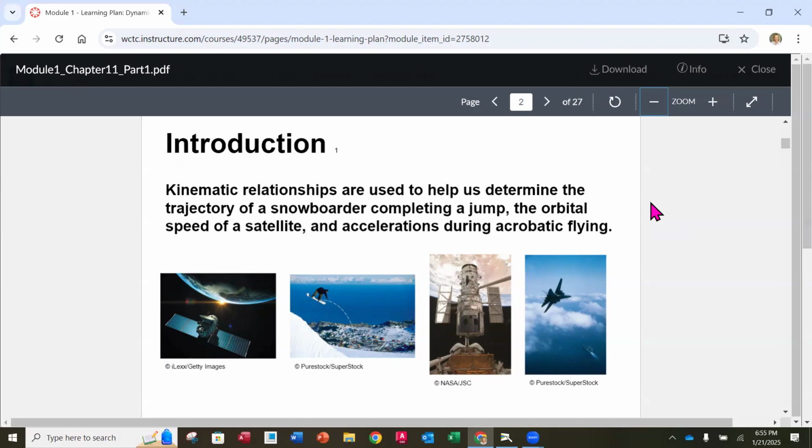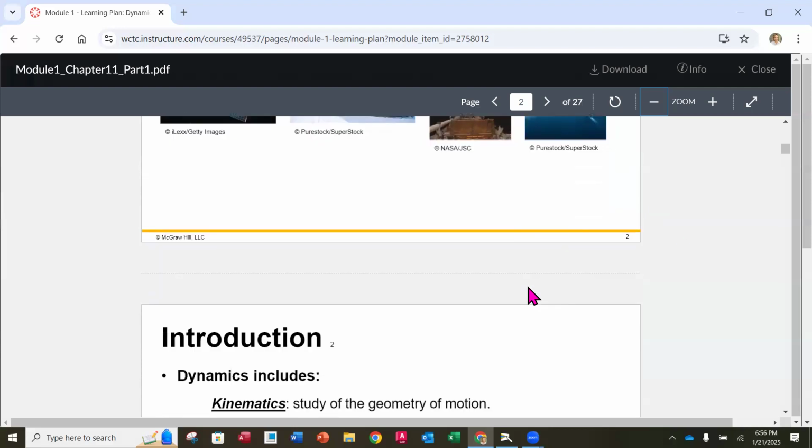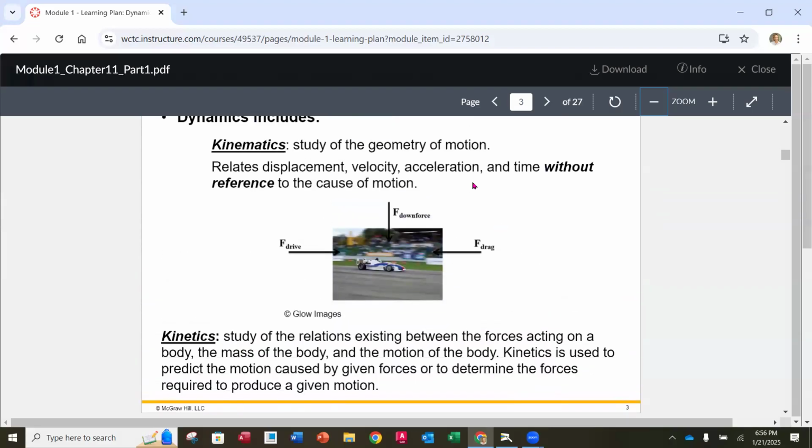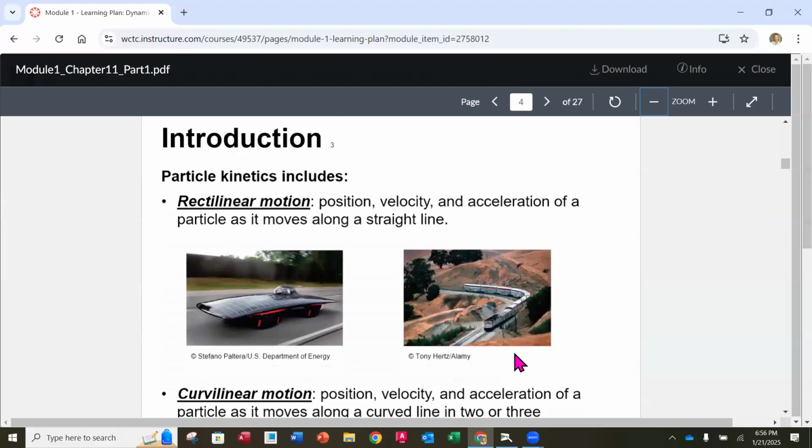Dynamics, we're now going to take it that step further, and now we're going to be adding those forces as we go along. Not in this chapter specifically, but dynamics as a whole, or kinetics, we're adding the forces, okay? So we're kind of completing the problems, if you would, okay? So kinematics is the study of the geometric motion, and kinetics is going to be adding the forces to that motion, right?